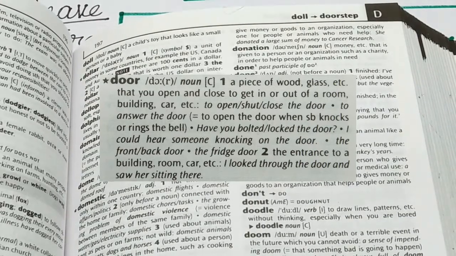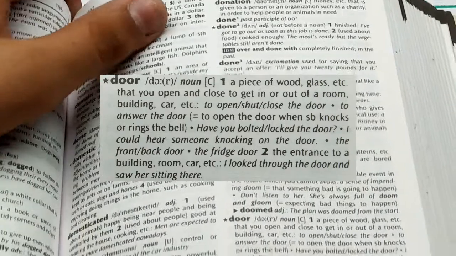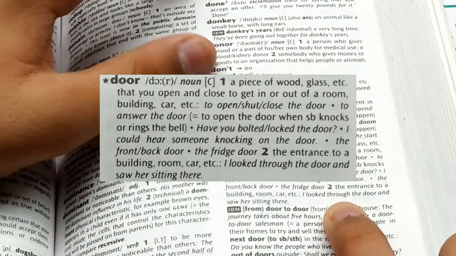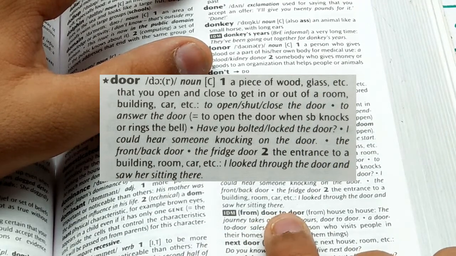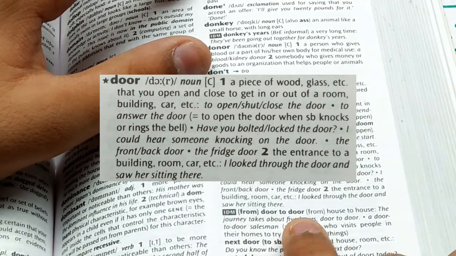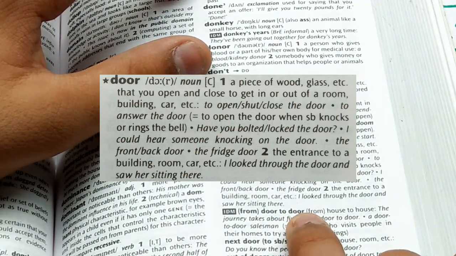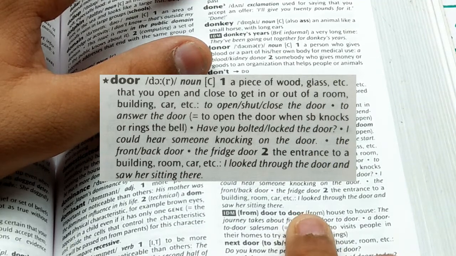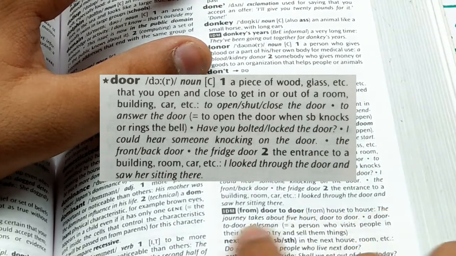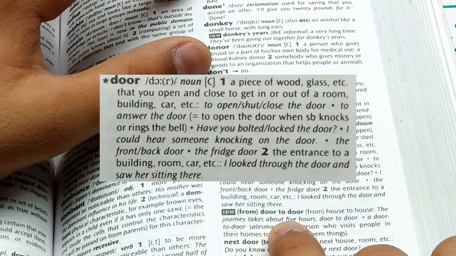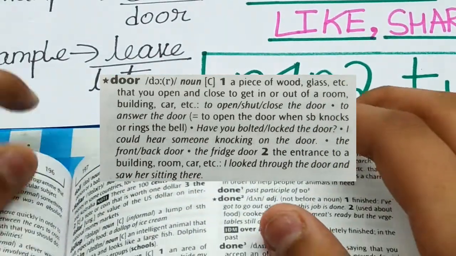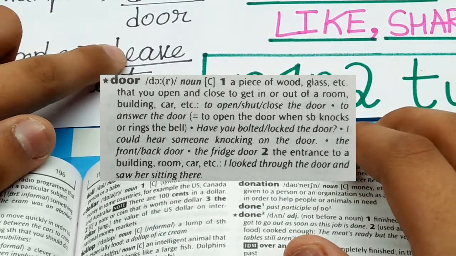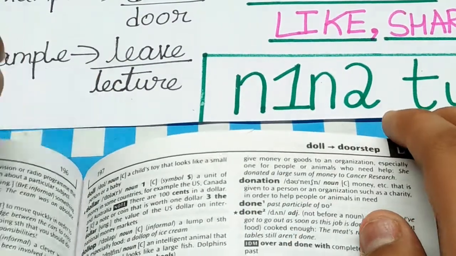The next meaning is given here: the entrance to a building, room, car, etc. Here is also an example of a sentence: I looked through the door and saw her sitting there. So friends, now let's find the word leave and the word lecture.